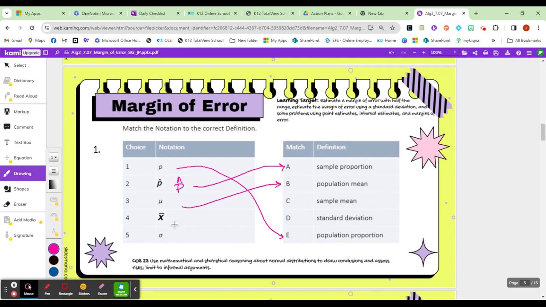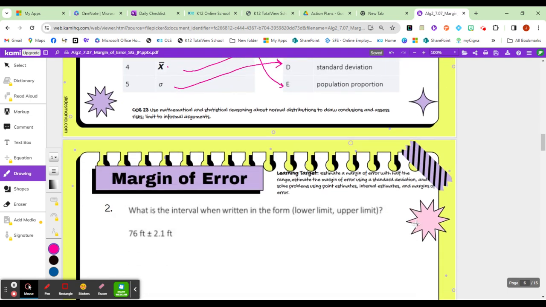My X with a bar over it, it's also a mean, but it's the mean of my sample. So mu is the mean of the entire population, and X bar is the mean of just the sample that I'm selecting. And then the last one is our sigma. We've seen that before in Unit 6. That is our standard deviation. So we'll talk a little bit about what those symbols mean.